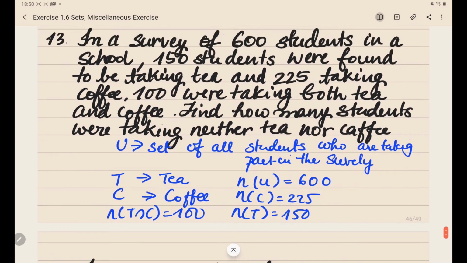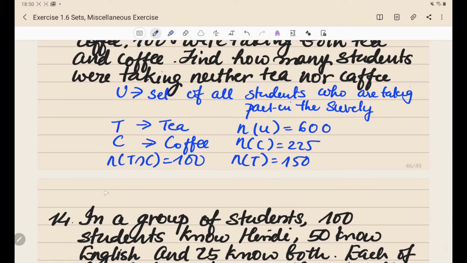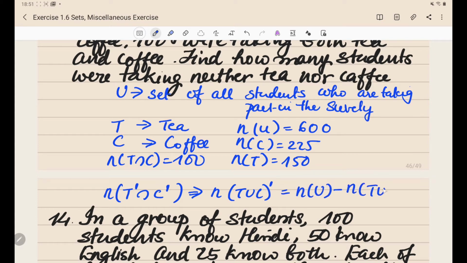So in our problem, we need to find how many students are taking neither tea nor coffee. That is, T complement is the students who are not taking tea, and not coffee also. That means T complement intersection C complement. You can apply De Morgan's law here. So what will you get here? (T union C) complement, right? What is that? That is n(U) minus n(T union C).